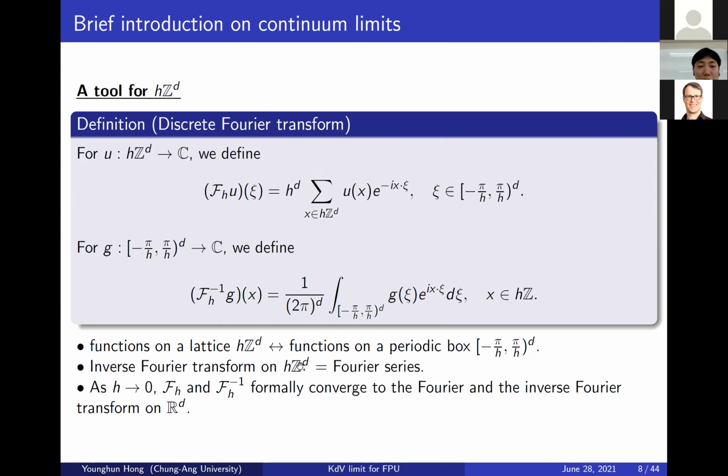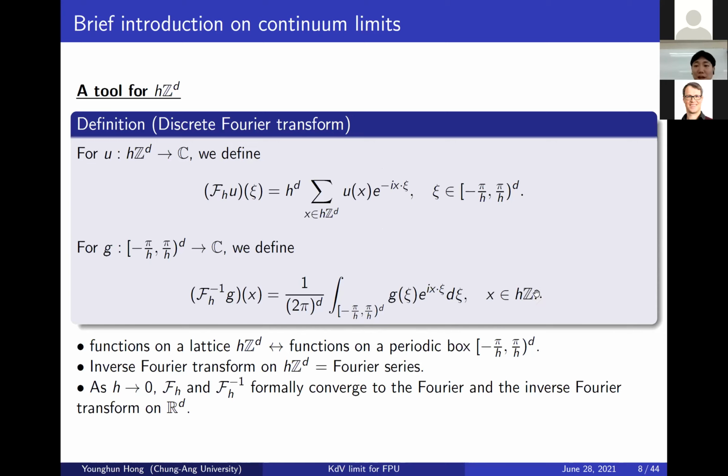Okay, and on the other hand, as h goes to 0, we can formally see that this Fourier transform on the lattice converges to the Fourier transform on R^d, in consideration of a Riemann sum. And for the inversion, we can see that as h goes to 0, formally this inverse Fourier transform becomes the inverse Fourier transform on R^d.